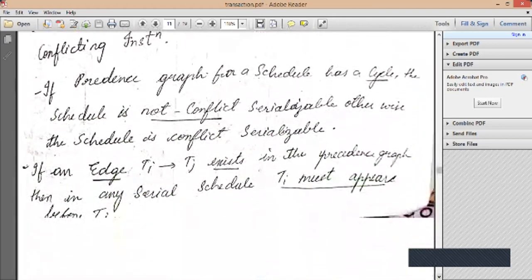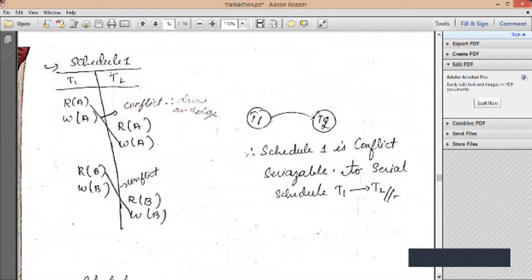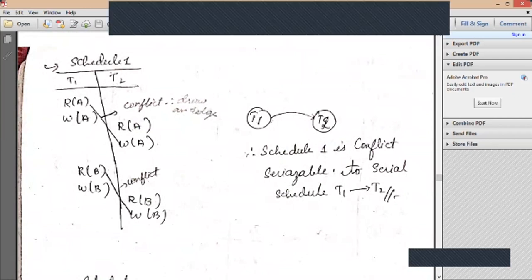Let us come to an example. Conflict serializability uses a precedence graph, and it says that if we are doing T1 follows T2 or T2 follows T1, there should not be a cycle formed in that precedence graph. Only then is it conflict serializable, and only then is there an equivalent serial schedule. Now let us take this example and see how we say that it is conflict serializable.